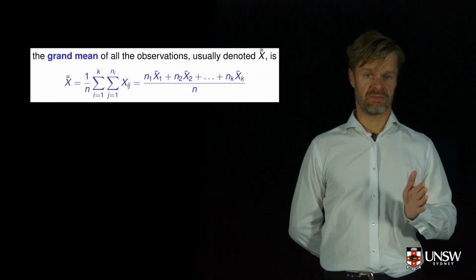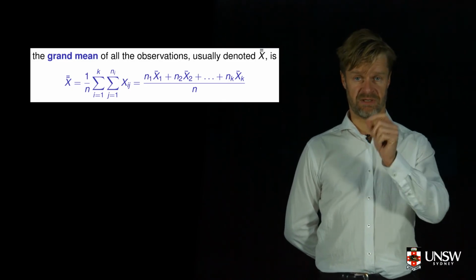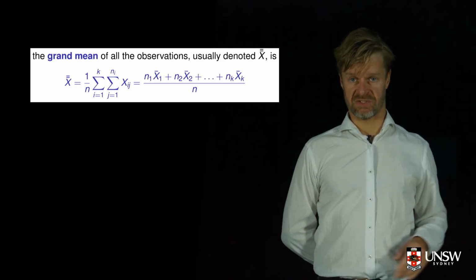So another type of mean to talk about here, apart from X bar 1, X bar 2, and so on, is X bar, the grand mean. So that's if you average every observation in the data set.